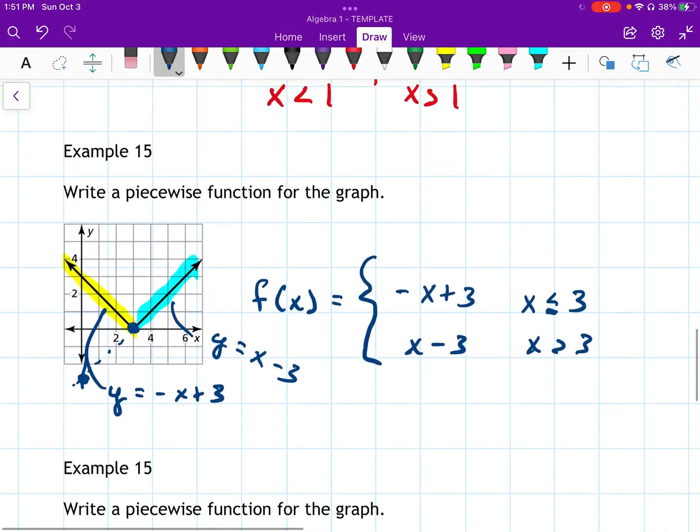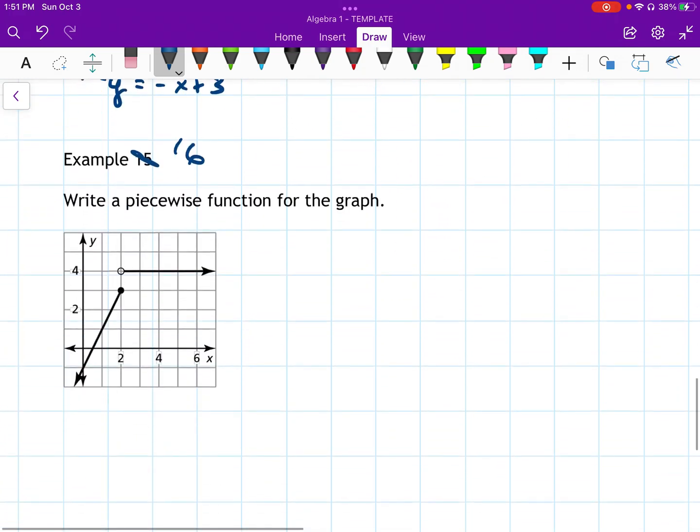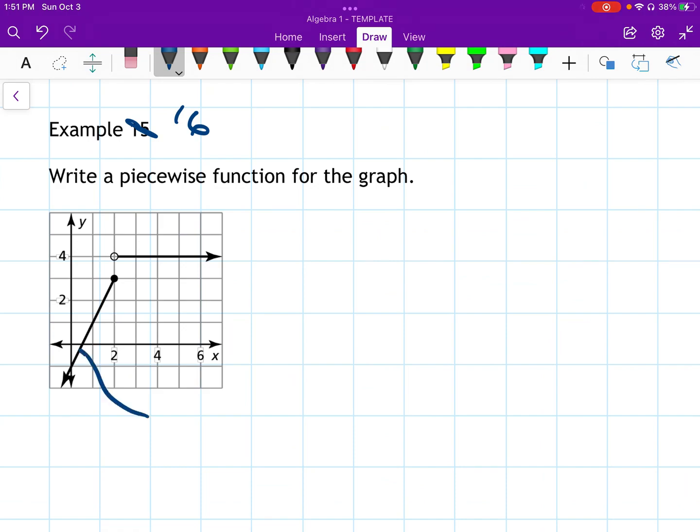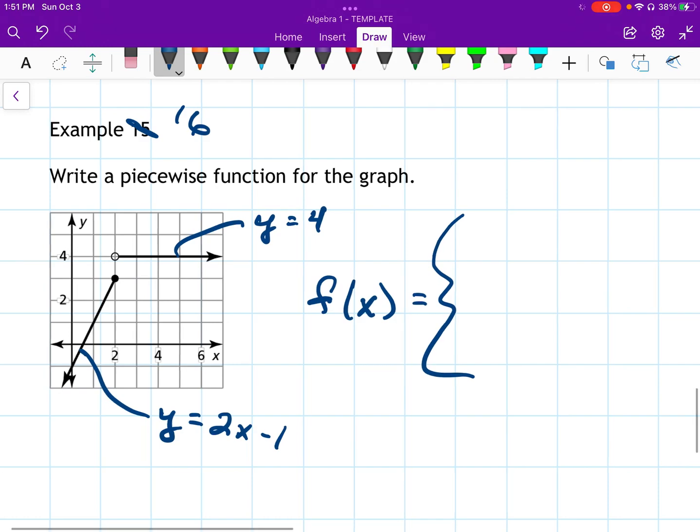All right, example 15 again. Is this supposed to be example 16 maybe? Write a piecewise function for the graph. This left piece would be y equals, well, it has a slope of 2, so 2x, and an intercept of -1. And this piece up here would be y equals 4. So putting that together, I'd have f of x equals, the left piece is 2x minus 1, and the right piece is just plain old 4.